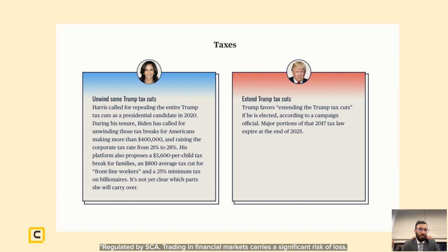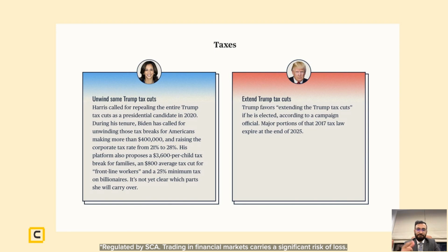Now, one more important thing before we move on to these areas, we are looking at the taxes part of it. When we talk about taxes, this is also very important because Donald Trump wants to extend tax cuts for the corporates. They basically want to bring down the corporate taxes, which is 21%. At least he wants to bring it down to 15%. At the same time, Kamala Harris wants to unwind the tax cuts which Trump did.